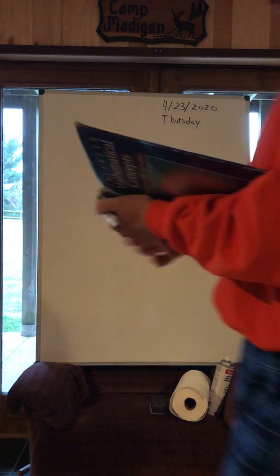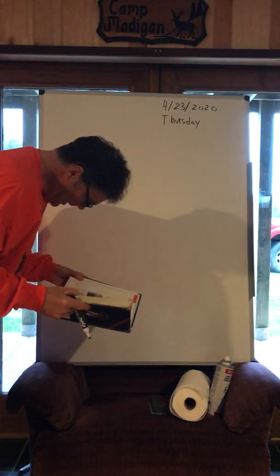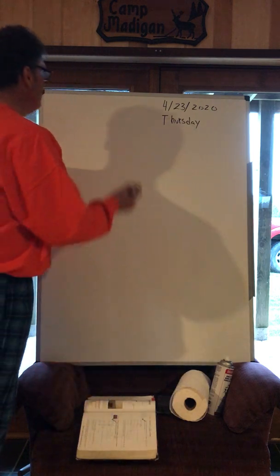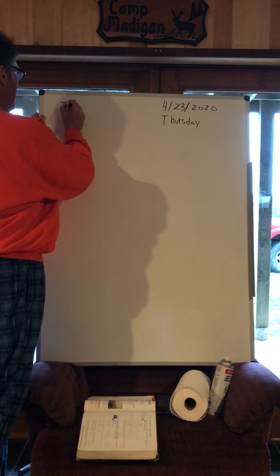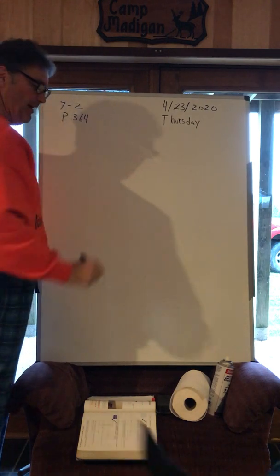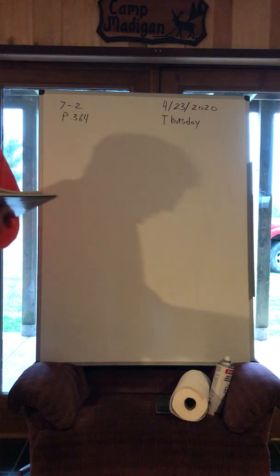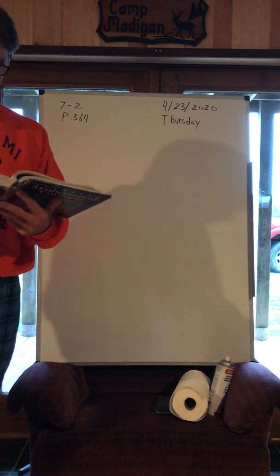This is Math 4. We're doing section 7-2, page 364. Bella, get out of here. That's Bella. Now we're going to work on what they call verifying trig identities.